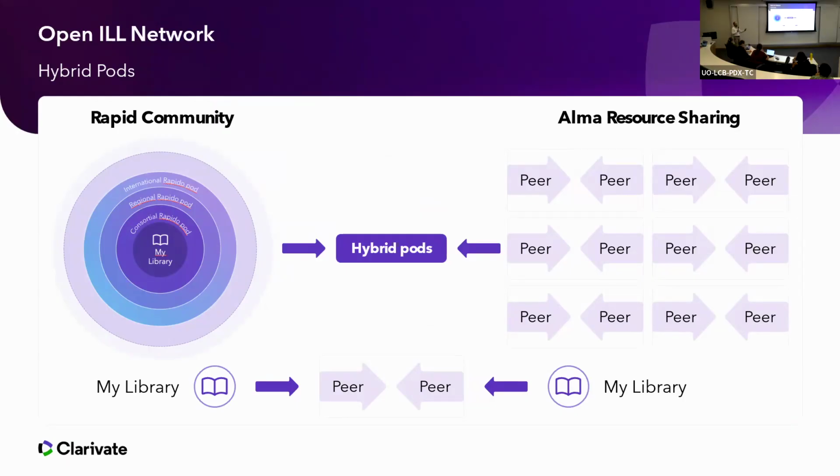One of the things that we've been focused on lately, or the community's been focused on, are hybrid pods, which are essentially a mix of Rapido libraries and ALMA libraries that have agreed on some shared terms. And so we're able to create these hybrid pods for the community, and if you're an ALMA library, you configure them in your Rota. If you're a Rapido library, you could add them to your list of Rapido pods, and then you're able to share resources with other libraries. And this all happens behind the scenes. It's completely automatic.